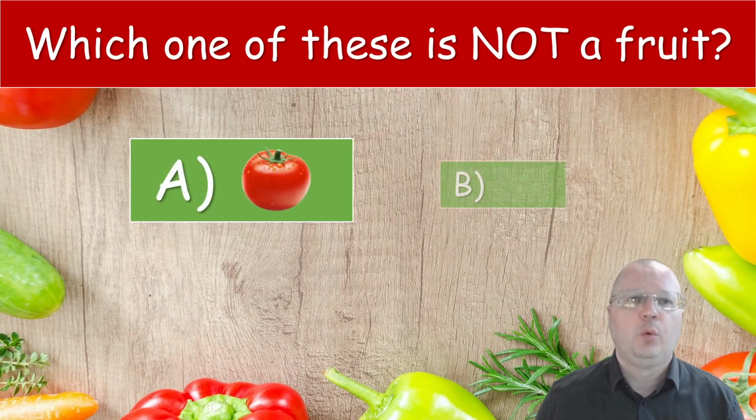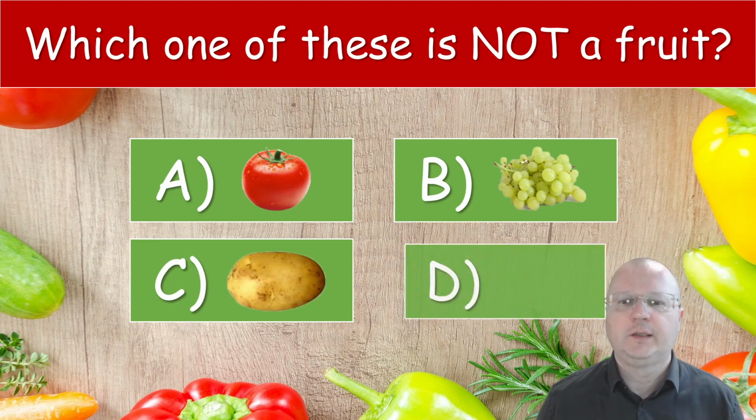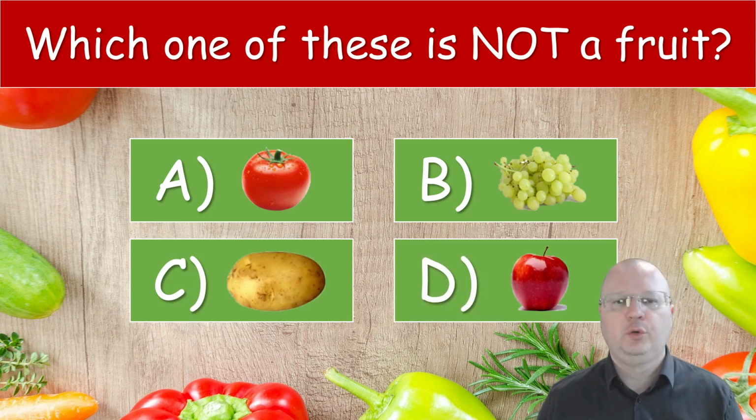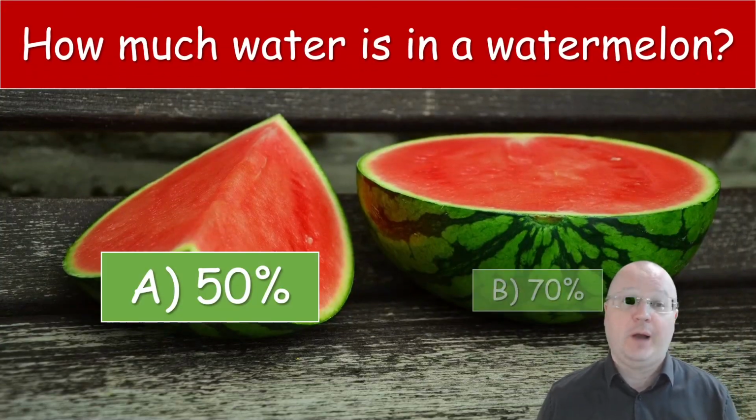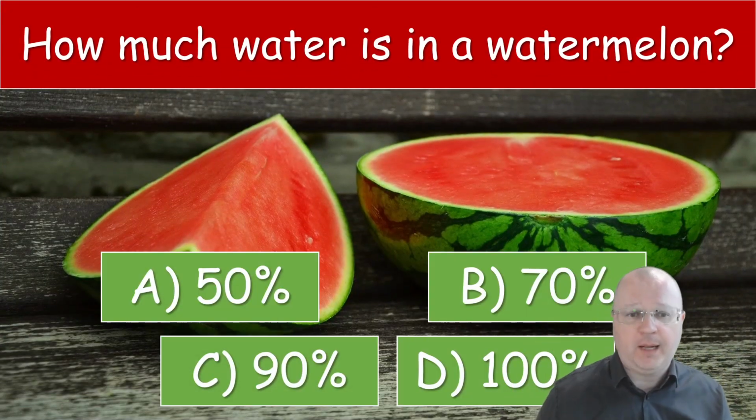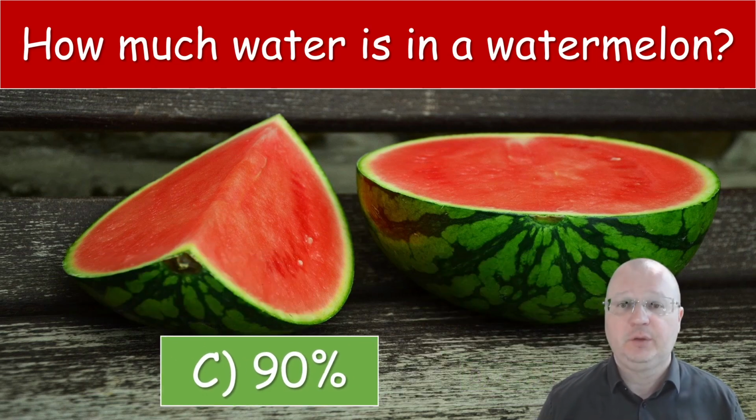Question number 1, which one of these is not a fruit? To do this activity, you may want to invite a boy or a girl or a student from each team, and whoever gives you the answer first gets a point. So in this case, it's a potato. Yay! All right, question number 2. How much water is in a watermelon? And the correct answer is C, 90%.